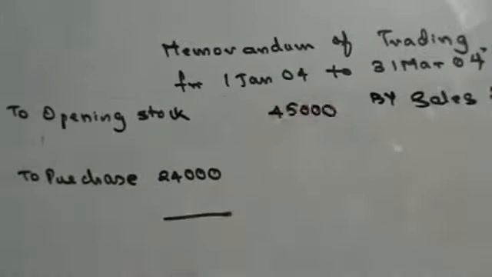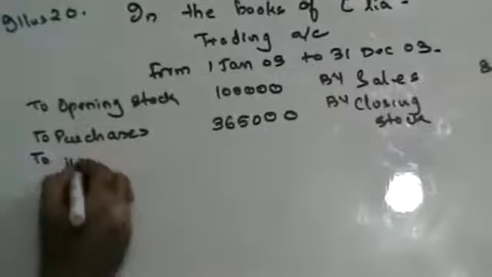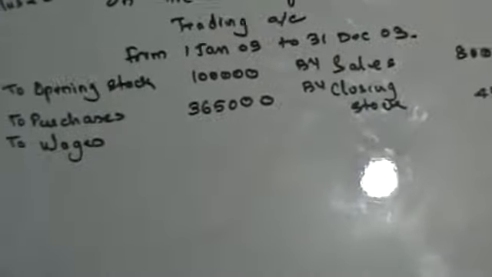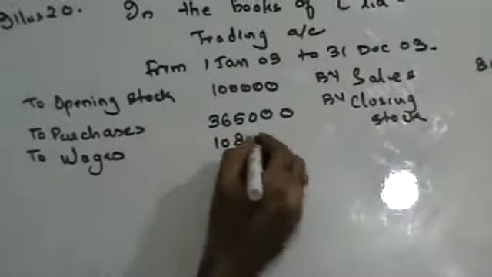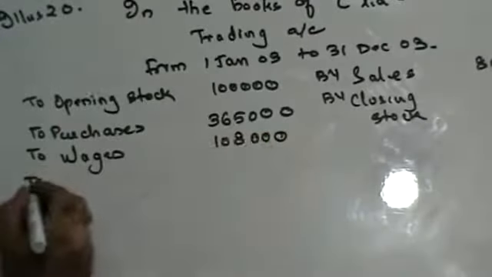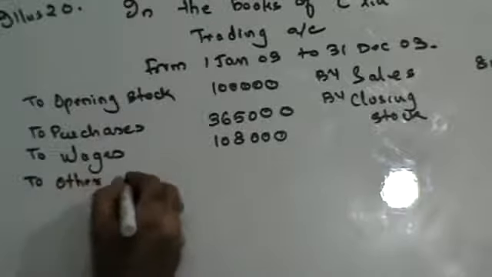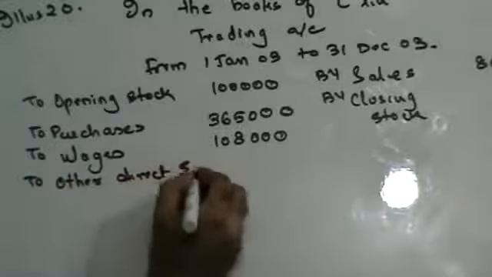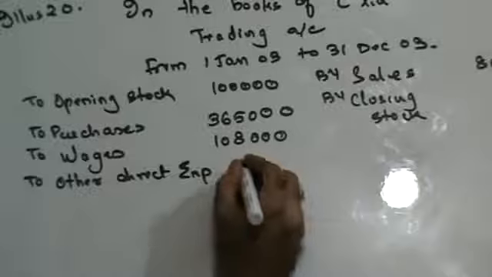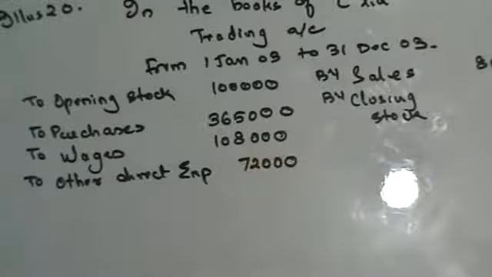45,000. Next, they've also given the wages for the current year, and for the previous year. Wages for the previous year is 1,08,000, and they're also giving you other direct expenses for the previous year. Other direct expenses for the previous year is 72,000.